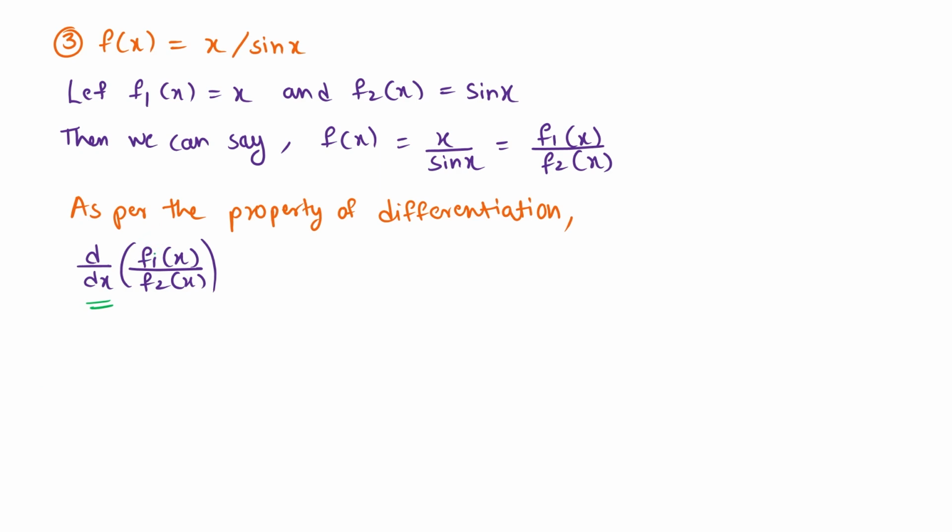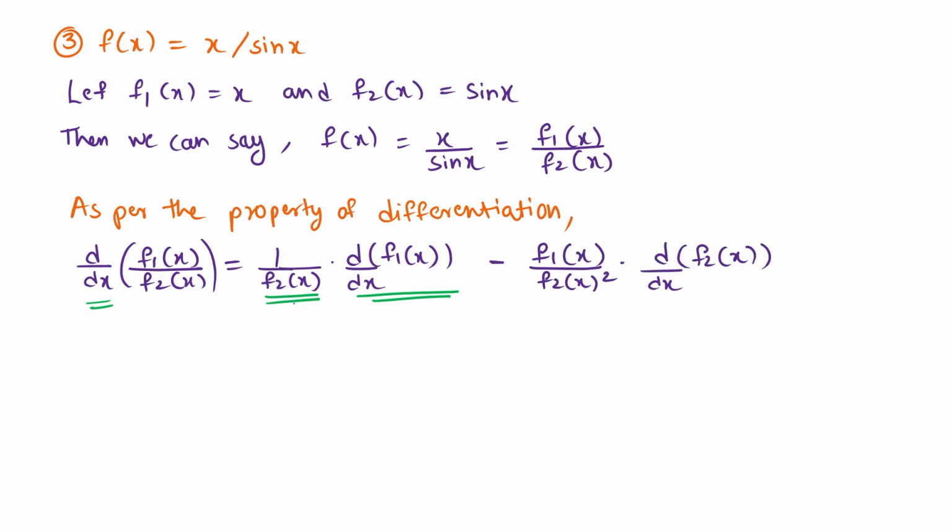a division of two individual functions, that is f1 and f2, in that case the derivative of the combined function was equal to derivative of the first function divided by the second function minus derivative of the second function multiplied by function 1 and divided by the square of the second function. So with a formula like this, we can find the derivative of this particular function.